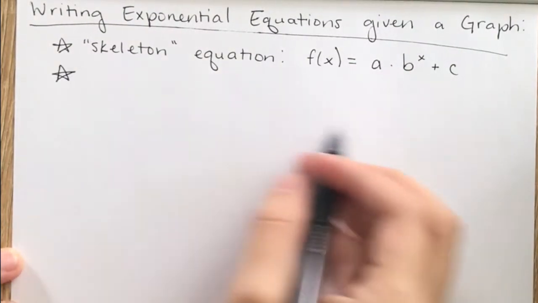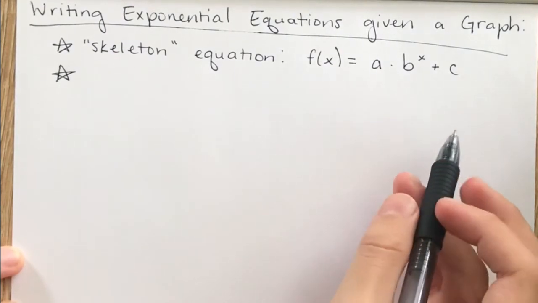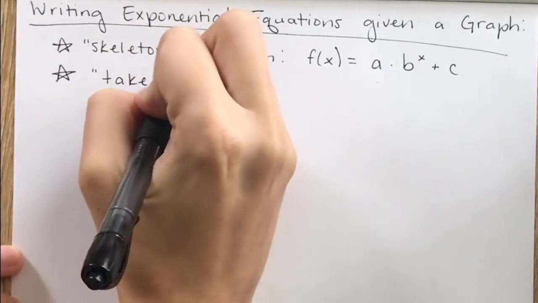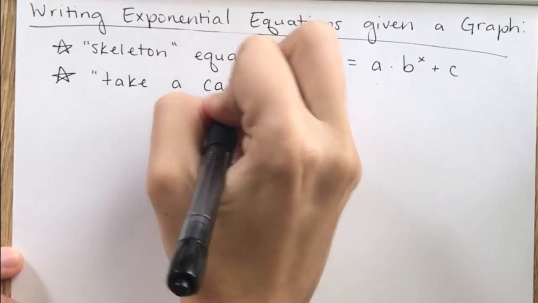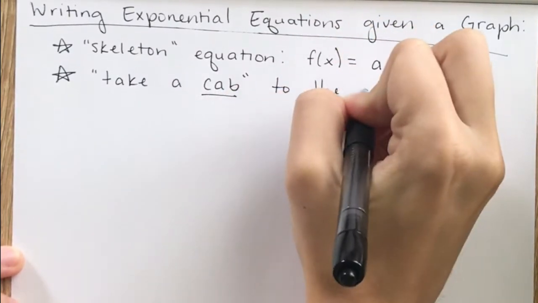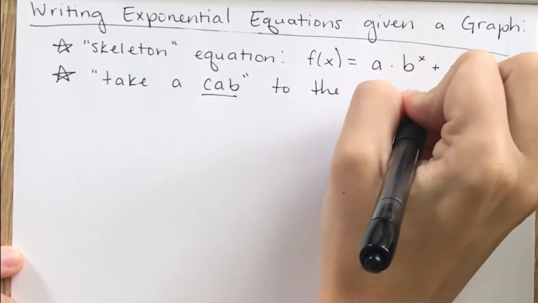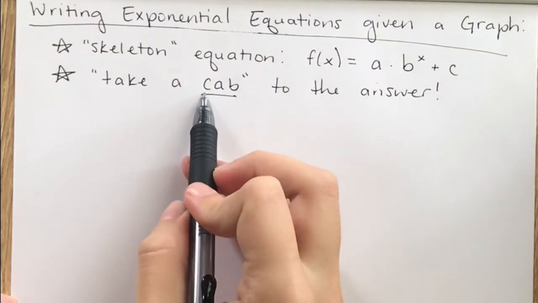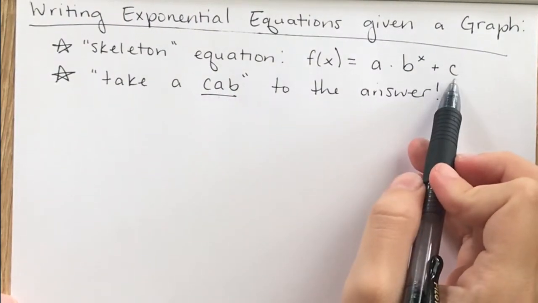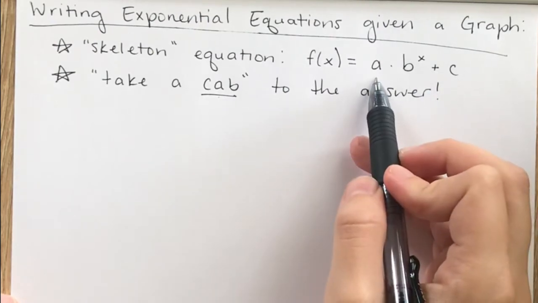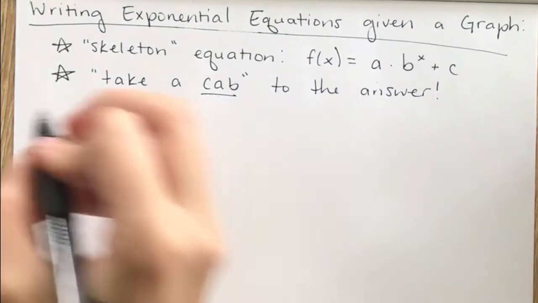We have a little mnemonic device to help us remember the order, and it is take a cab to the answer. The department made it up, but I think it's funny. The reason why cab is significant is that's the order we're going to find the variables in. So we're going to start by finding c, then a, then b.